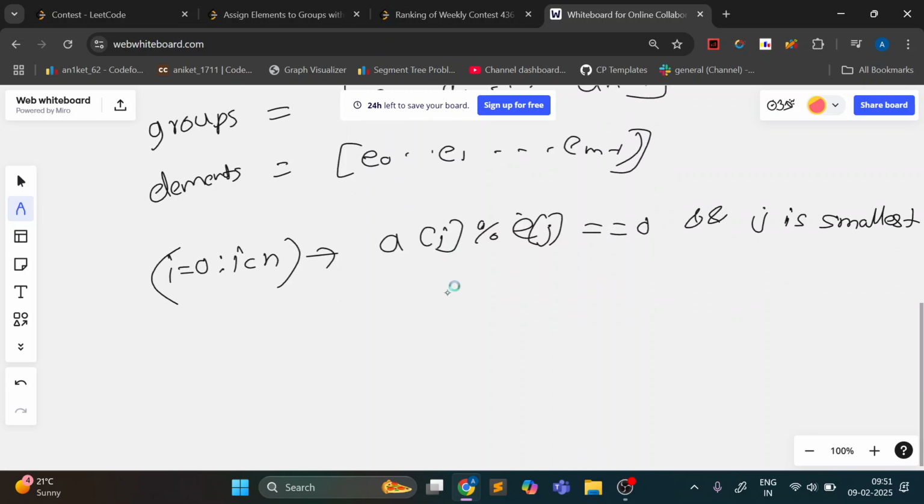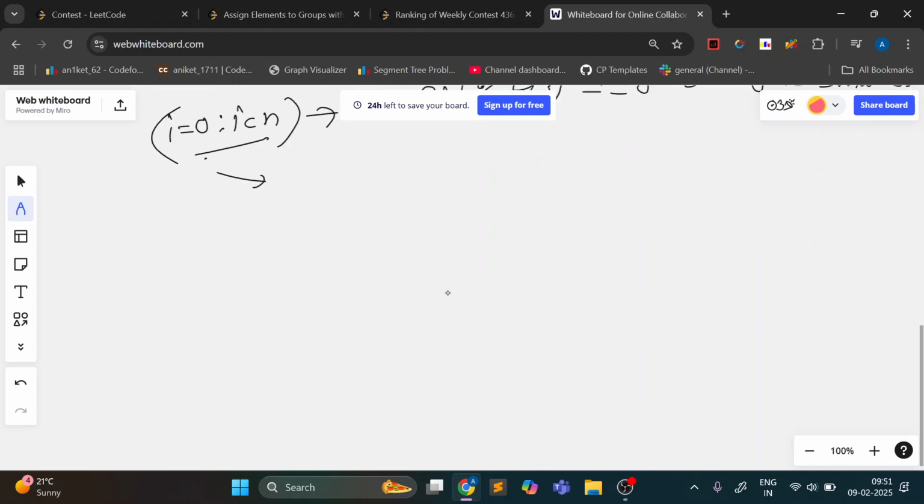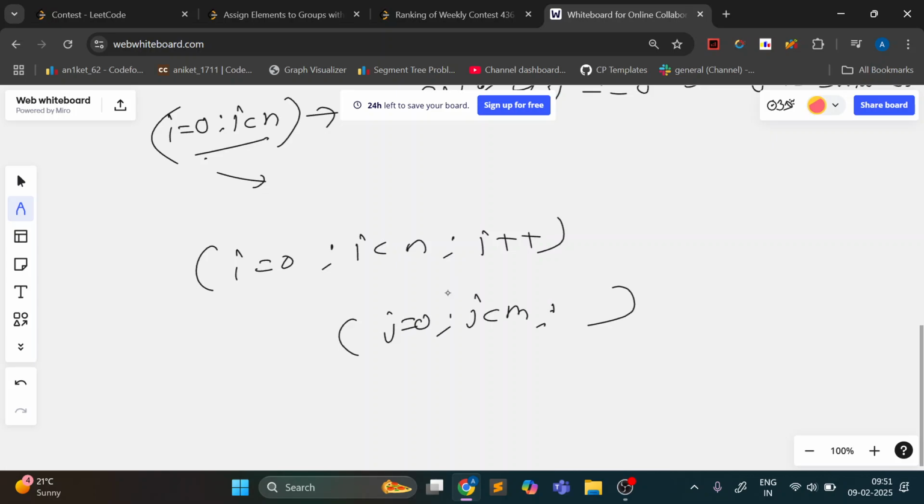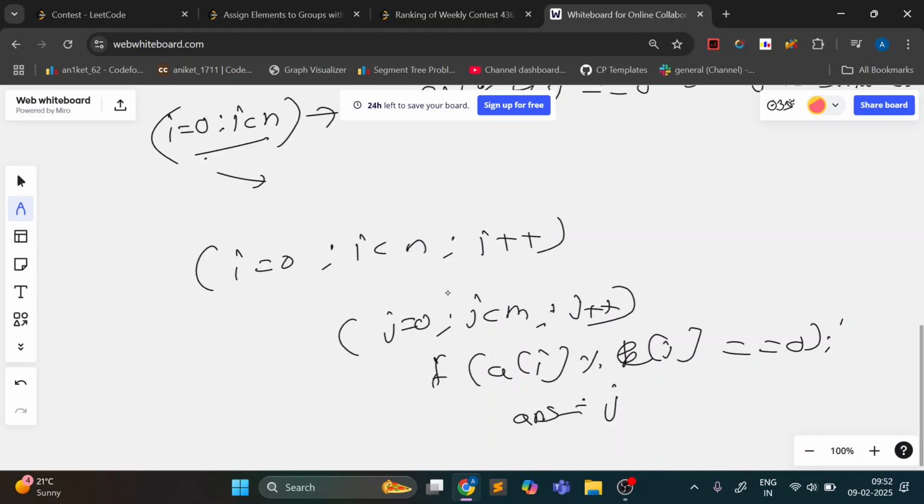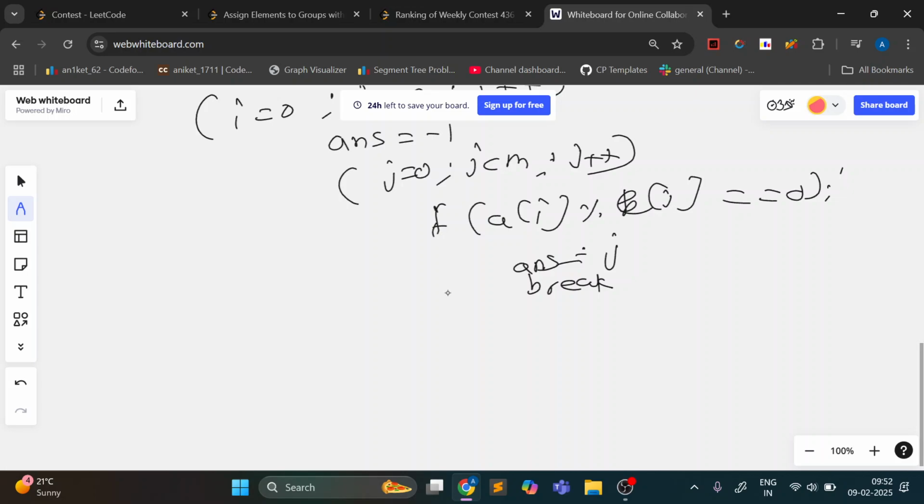So the brute force approach is to iterate over the groups array, and then for each index iterate over elements. So brute force would be i equal to 0, i less than n, i plus plus, and then iterate over j equal to 0, j less than m, j plus plus. If A of i mod E of j is equal to 0, we push j into our answer. Our answer variable is j, and initially answer is -1, and we break because we only need one. Once we found it, we break. So this is the brute force, and its complexity would be O of n cross m.